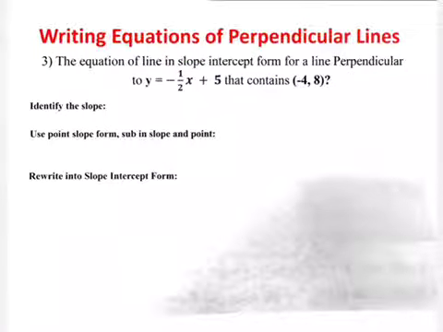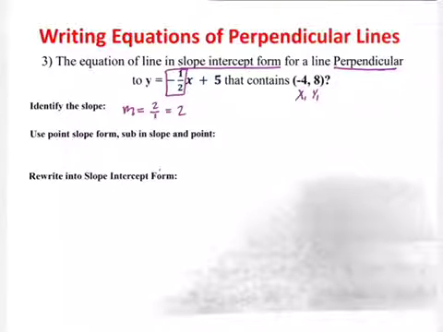So let's try another problem like that again. Once again, we want to find the equation of a line in slope-intercept form for a line that is perpendicular to the line y equals negative 1/2 x plus 5 that contains the point negative 4, 8. So we're going to borrow the slope from this line, and we're going to change it to the opposite reciprocal. So that's going to be a positive 2 over 1, which is the same thing as just 2.